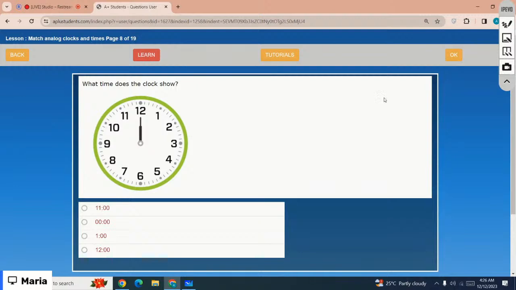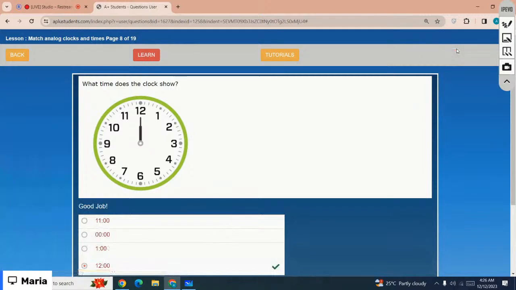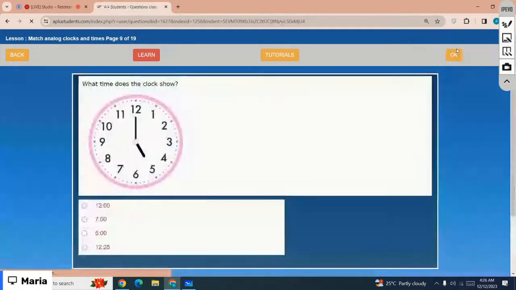Yes, it is 12 o'clock. The correct option is 12. What time does the clock show? Which is the correct option?